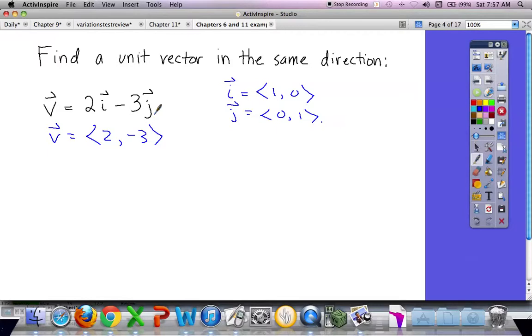Second, when it says a unit vector, unit means the same thing as it meant when we did the unit circle. The unit circle was a circle with a radius of 1. And so a unit vector is a vector with a length of 1, or a magnitude of 1. The way you find a unit vector is you take the vector and you divide it by its magnitude.